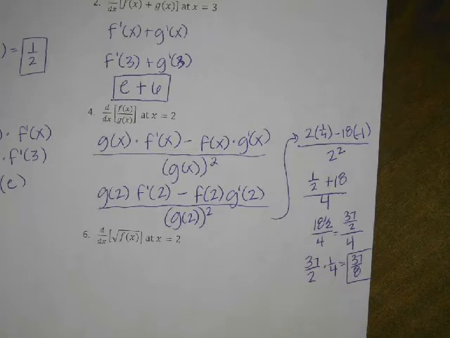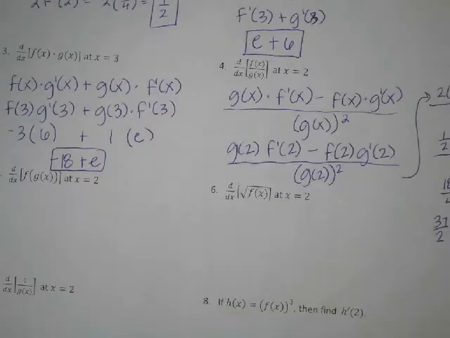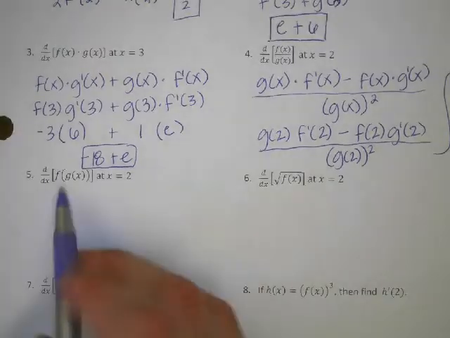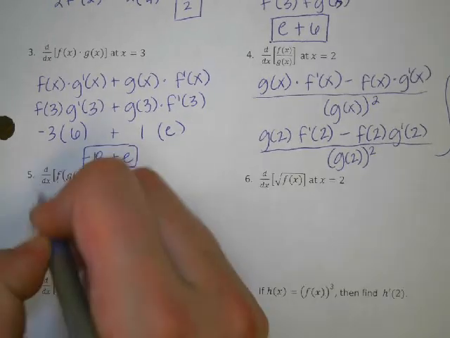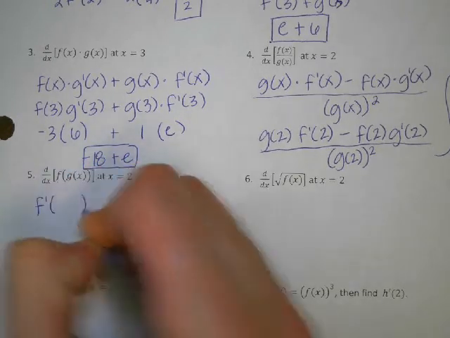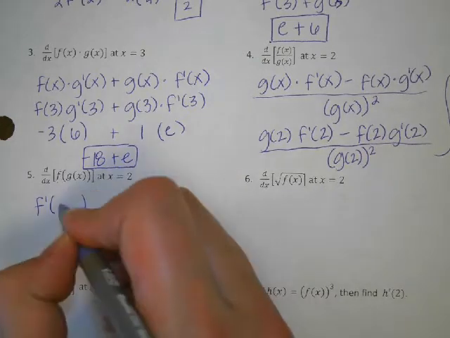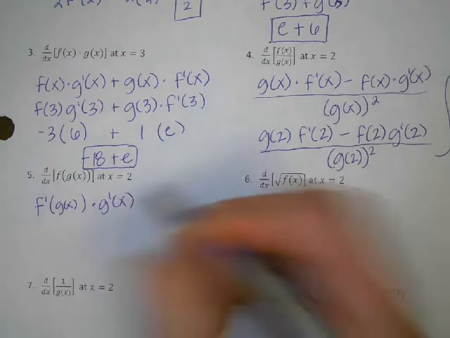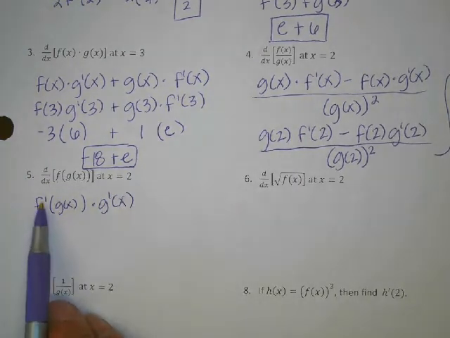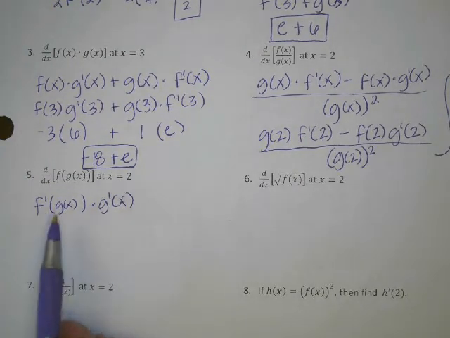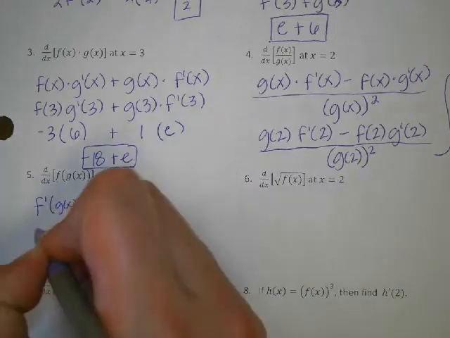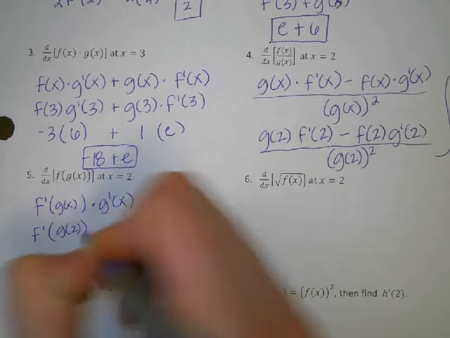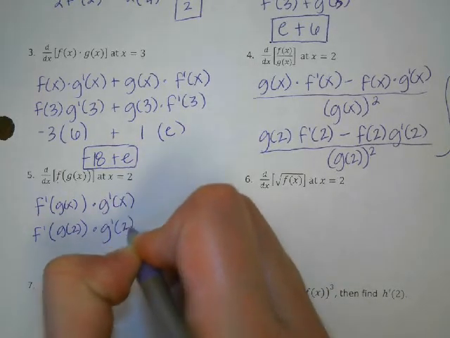All right. After that, they start to get more difficult. So 5, 6, 7, and 8 are all using the chain rule. With this one, we have to do the derivative of the outside, so that's going to be f prime, and we keep the inside the same, times the derivative of the inside. So I have f prime of g of 2 times g prime of 2.